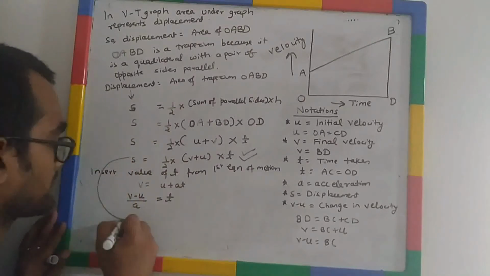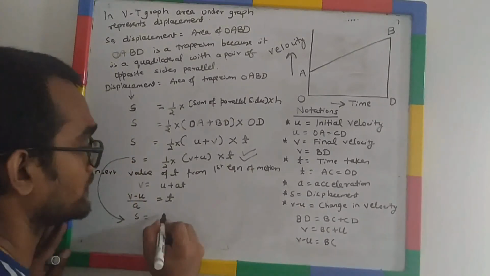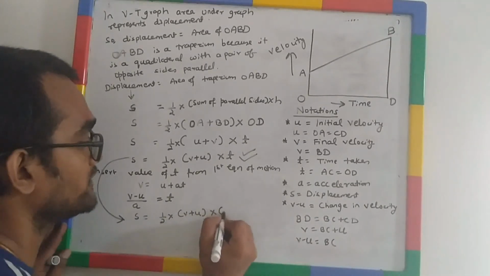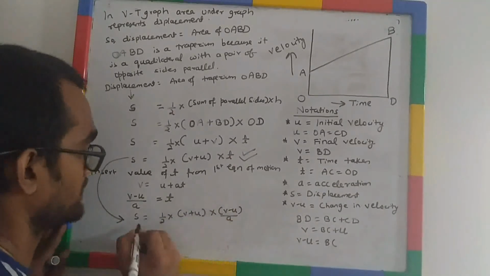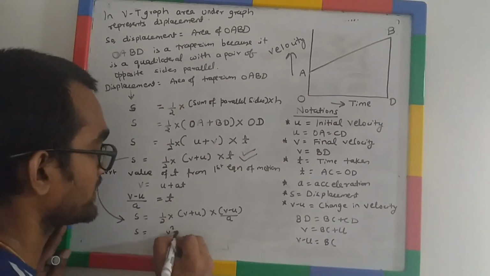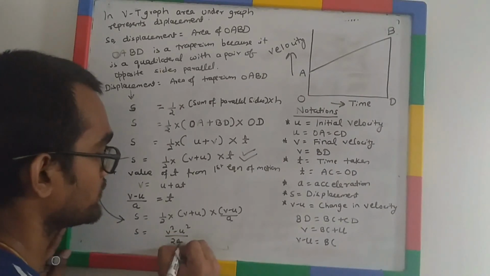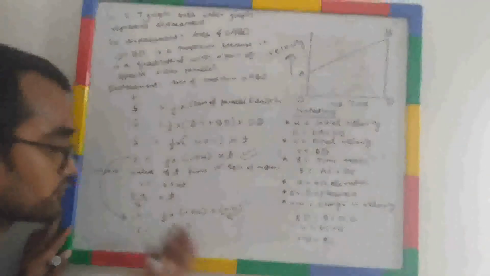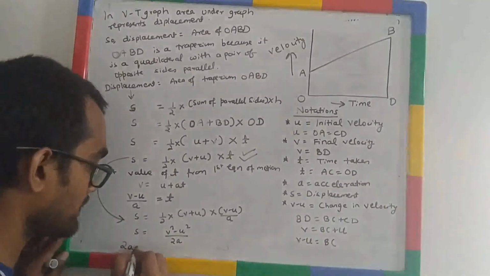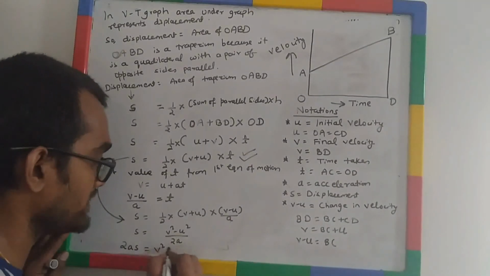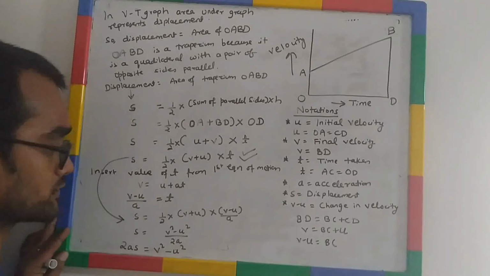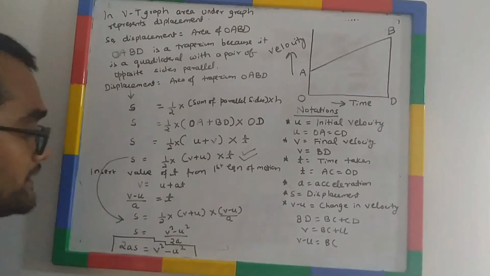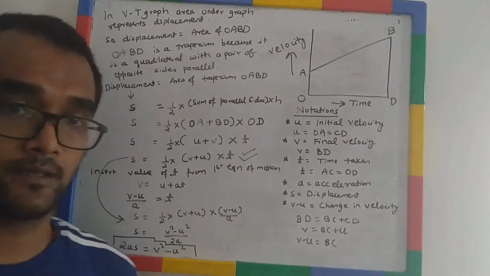Now S will be equal to half into v plus u into v minus u upon a. So S will be equal to v square minus u square upon 2a. Lastly, I will shift 2a from the denominator to the left hand side. So it will become 2as is equal to v square minus u square, which is the third equation of motion.